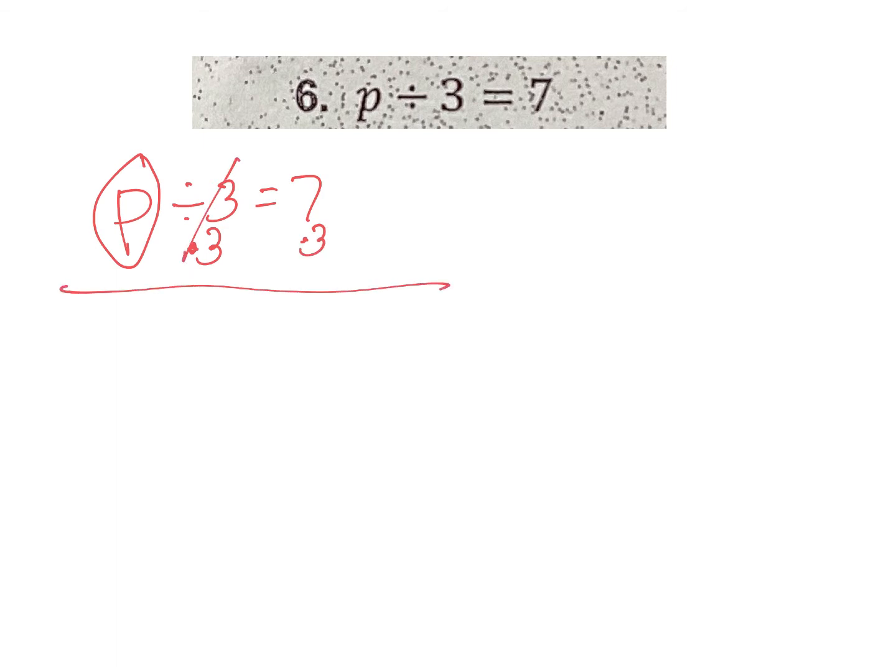Number 6. p divided by 3 equals 7. I want to figure out what p is. That's my goal. It's divided by 3, so I got to do the opposite of that. Times 3, times 3. That eliminates. So p equals 7 times 3 is 20. Oops. That's not good.